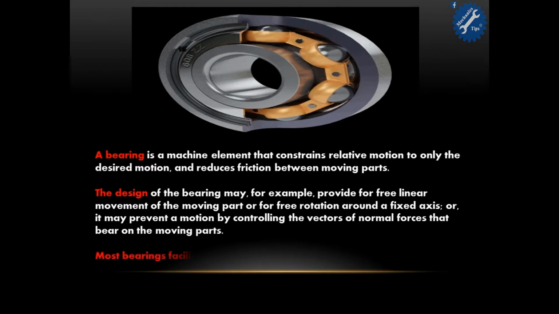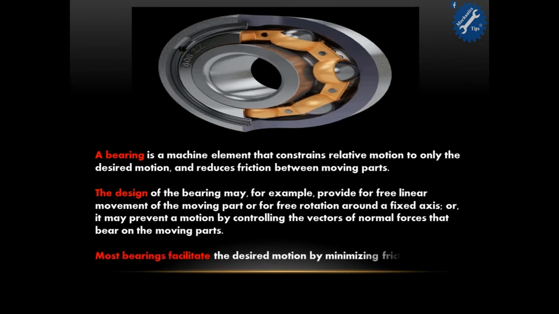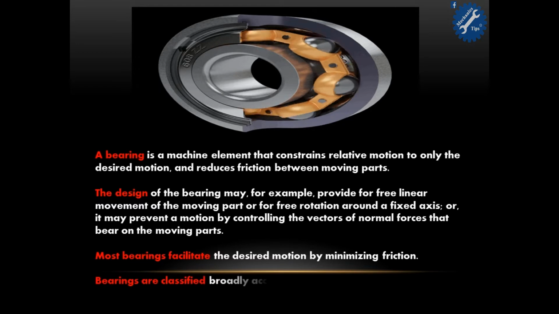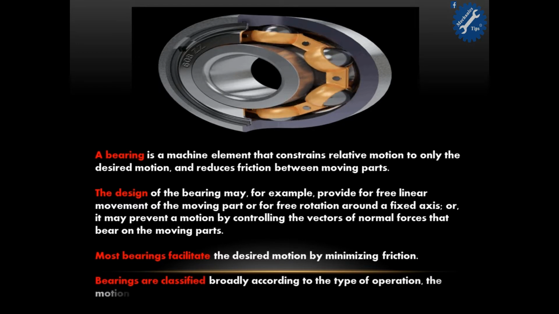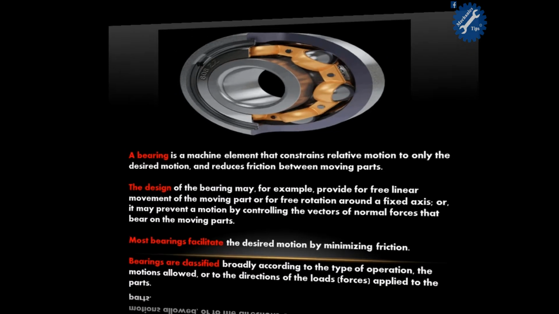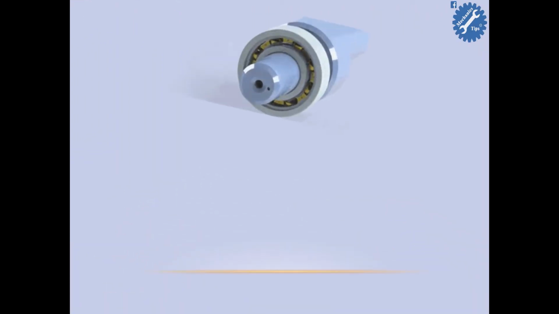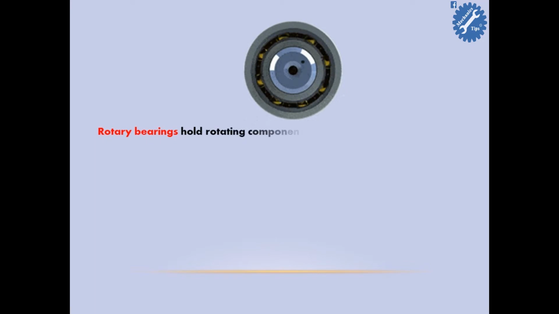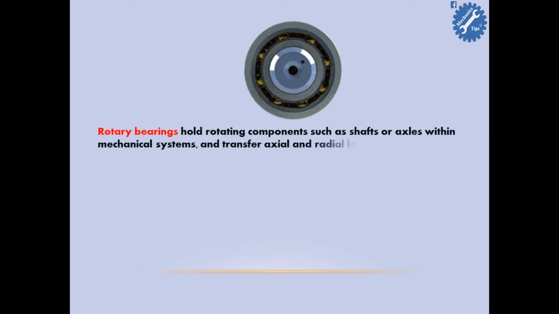Most bearings facilitate the desired motion by minimizing friction. Bearings are classified broadly according to the type of operation, the motions allowed, or to the directions of the loads, forces, applied to the parts. Rotary bearings hold rotating components such as shafts or axles within mechanical systems, and transfer axial and radial loads from the source of the load to the structure supporting it.